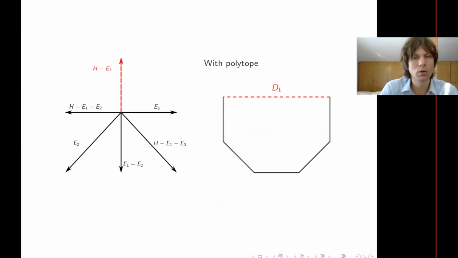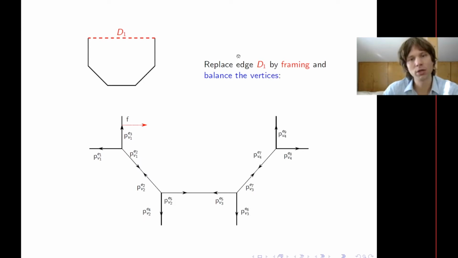And now we can look at its associated polytope. Maybe if you're a purist, you will say that my polytope is drawn upside down, but I don't care. And so it's just the dual polytope. And so the next step, what we're going to do is we remove D1 and we replace it by framing. So here you can see the previous polytope I'm showing you right now with my mouse. I hope you can see it.